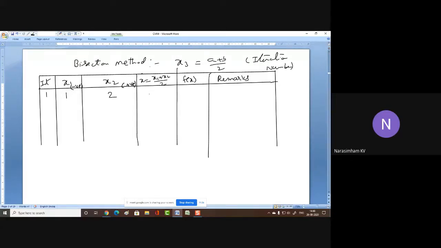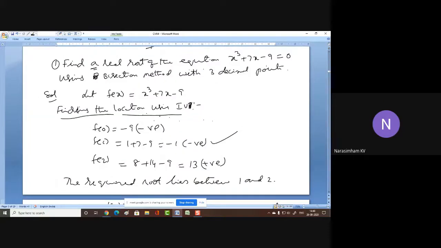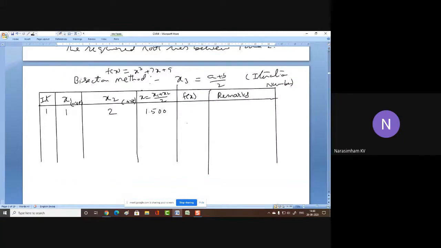Now find the mean of these two: (1 plus 2) by 2 equals 1.5, with 3 decimals, 1.500. Now substitute 1.5 in our function. What is the given function? f(x) equals x cube plus 7x minus 9.